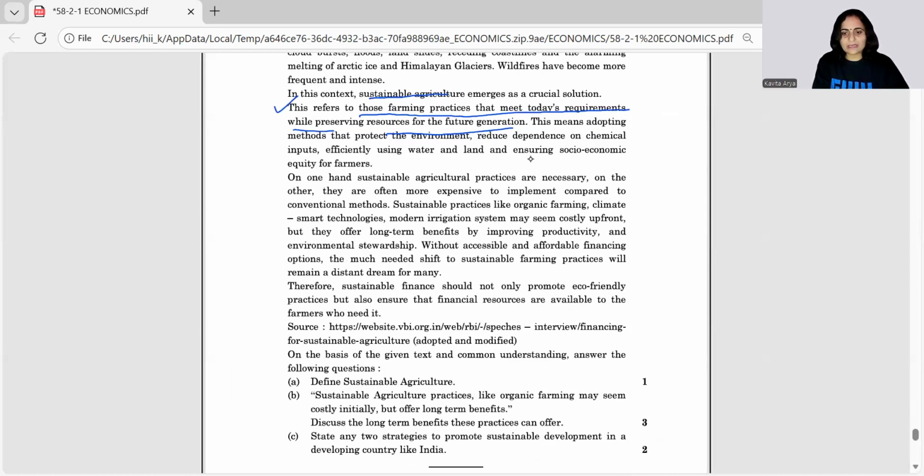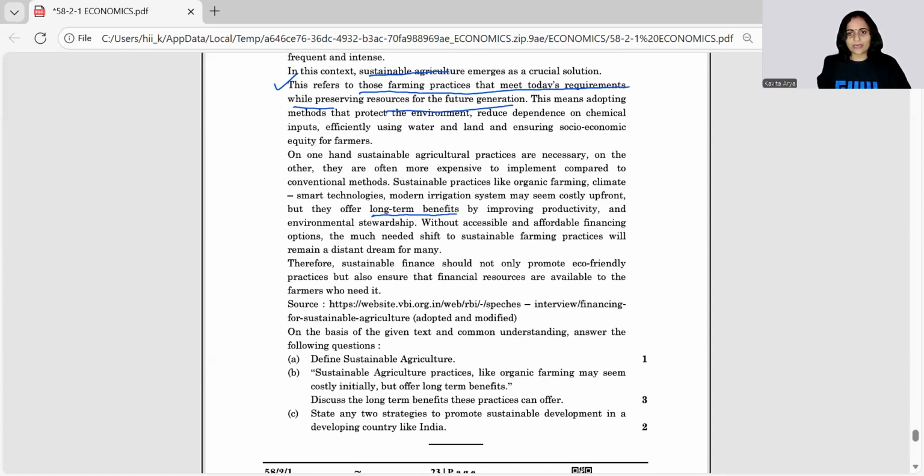Sustainable agriculture practices like organic farming may seem costly initially but offer long-term benefits, right? I'm just looking for the long-term benefits I can see here. So as it is, you may write, but they offer long-term benefits. How? By improving productivity and environmental stewardship, right? And you can add this left-out line as well for 3 marks, because it's 3 marks, so it needs some word length as well.